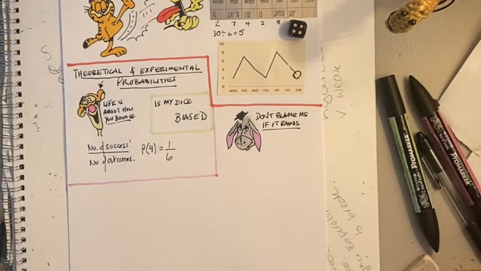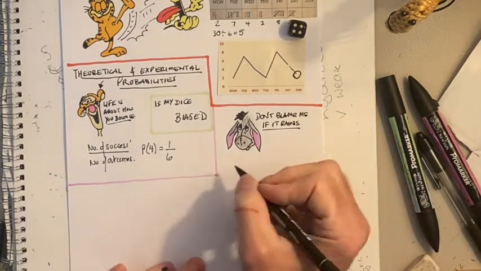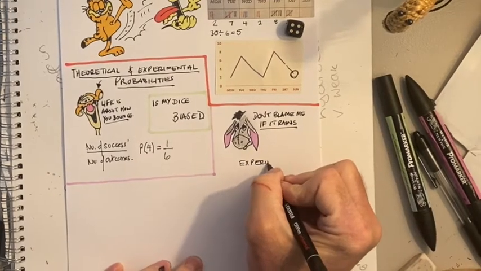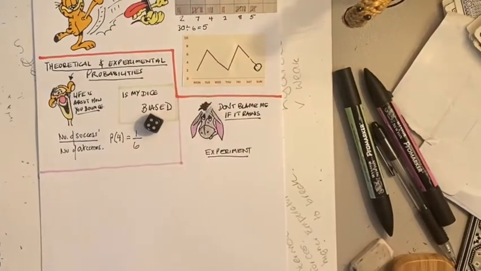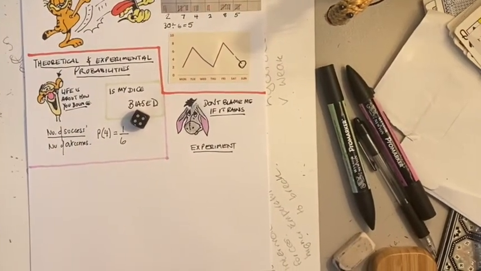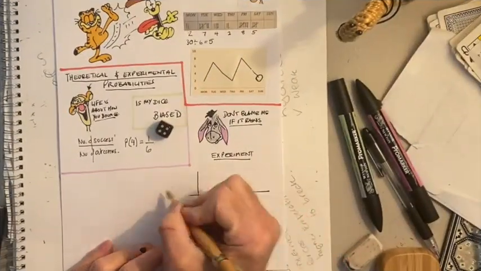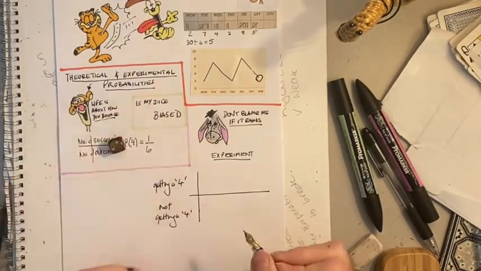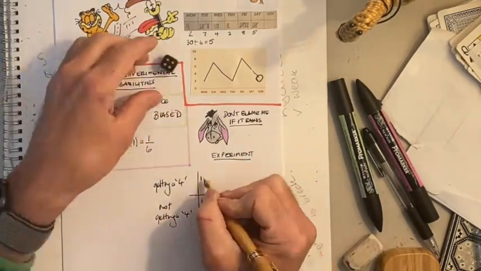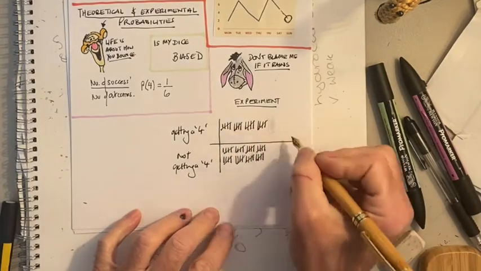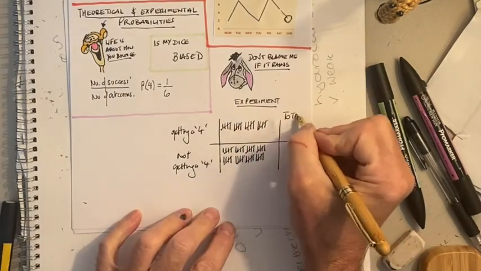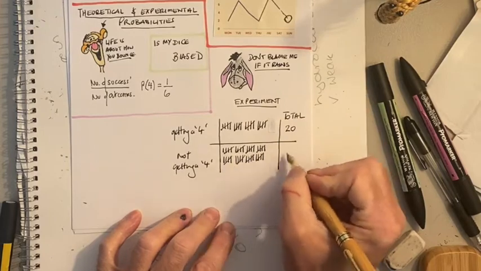Now, what about the experimental? Let's consider the experimental. Now, how am I going to do that? Well, let's see. I'm going to do an experiment. So what I'm going to do is I'm going to roll this dice 60 times, and I'm going to see how many times I get a 4. So what I can see here, if I count all this up, I have 10, 20 here. This is my total. I have 20 here, 10, 20, 30, 40 here.